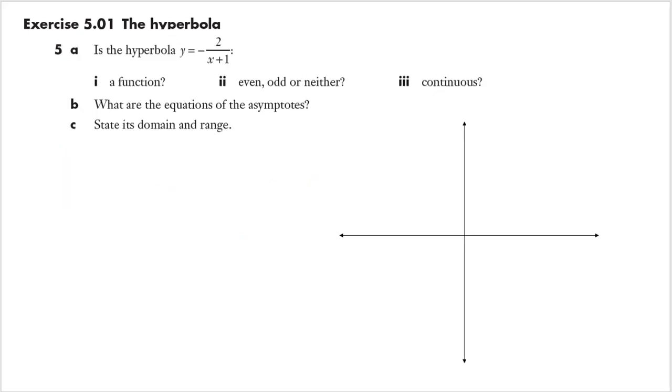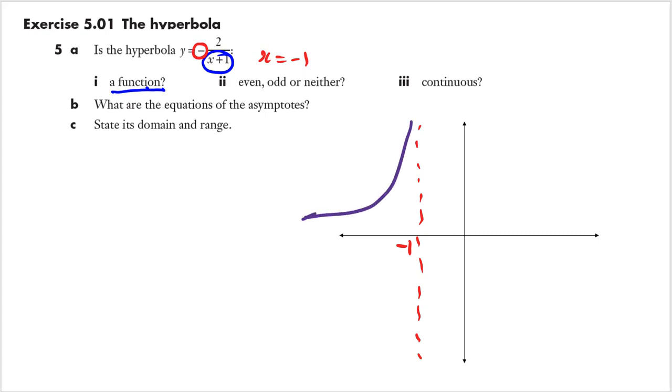The last question. y equals minus 2 over x plus 1. Is it a function? How can we tell if something's a function? Well, if we were to sketch this, we might do the sketch first. So if we have a look at any vertical asymptotes, that would be at x equals minus 1. So if we pop that in, it's a negative hyperbola, so we're going to be in this section here, and we're going to be in this section here.